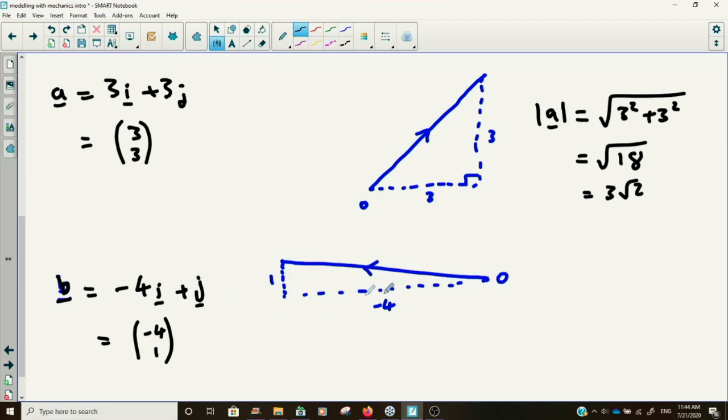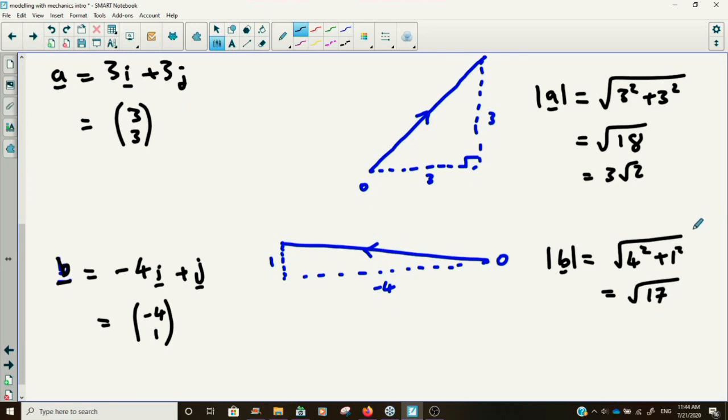Same thing for b. Let's work out the magnitude of b. So again, the square root of, we can ignore the sign here because minus 4 squared is going to be 4 squared. It's going to be the same thing. You're going to get 16 there. So I'm just going to ignore the sign. 4 squared plus 1 squared, which equals the root of 17. Okay, so that's how we work out the length of the vector, or the magnitude.